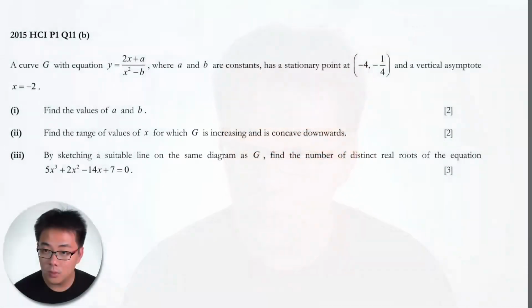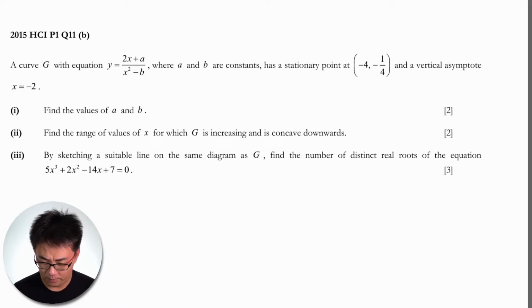Hi students, let's look at this question which was taken from the year 2015 Hwa Chong Institution, paper 1, question 11b. Alright, so we are looking at the question regarding graphing techniques. You are given that a curve G has this equation and has this stationary point and a vertical asymptote x equals -2. So let's see how we can go about doing this.